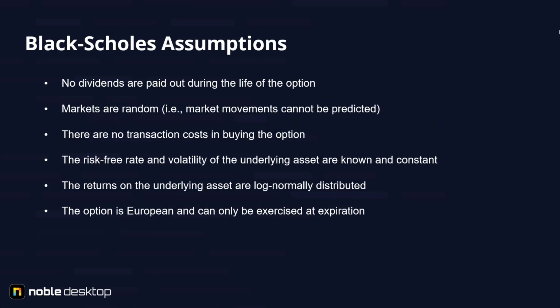The Black-Scholes model makes certain assumptions. First of all, no dividends are paid out during the life of the option. Markets are random, meaning market movements cannot be predicted. There are no transaction costs in buying the option. The risk-free rate and volatility of the underlying asset are known and constant. The returns on the underlying asset are log-normally distributed. The option is European and can only be exercised at expiration.